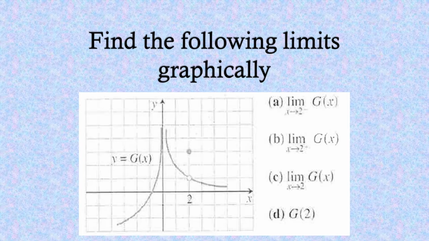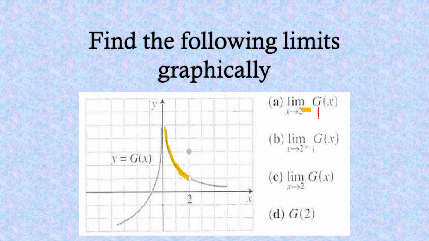The first one asks us to find the limit as x approaches 2 from the left. We're approaching 2 from the left. So I'm going to come from the left, and as that happens, the y value is getting closer and closer to 1. Even though the function does not exist at x equals 2 and y equals 1, my y values are still getting arbitrarily closer and closer to 1. So my answer for that part would be 1.